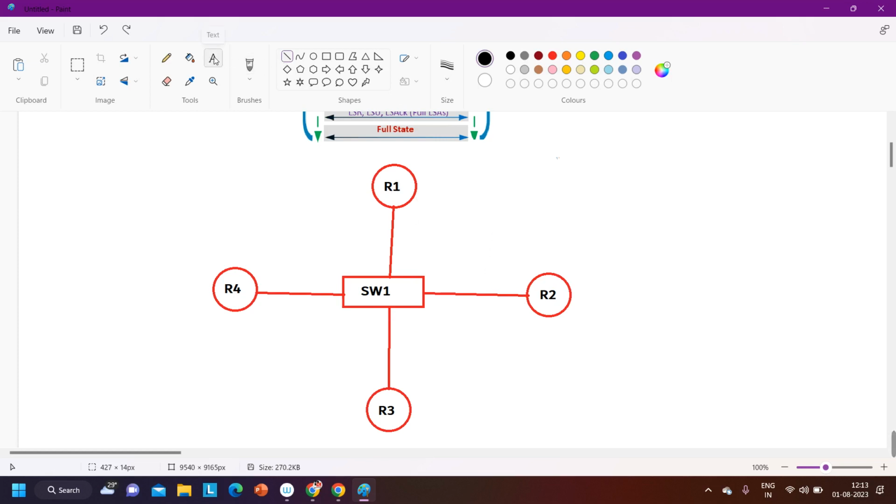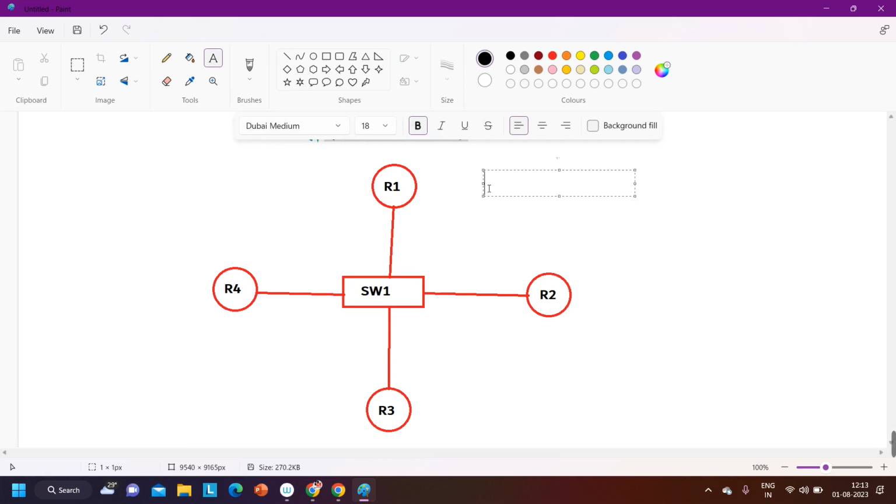So if I discuss the total number of neighborships over here, the total number of neighborships is n into n minus 1, divided by 2. N is the number of routers. So the number of routers here is 4. 4 multiplied by 4 minus 1, divided by 2. What value will you get here? 8. Not 8. Not divided by 2. This is the only formula.